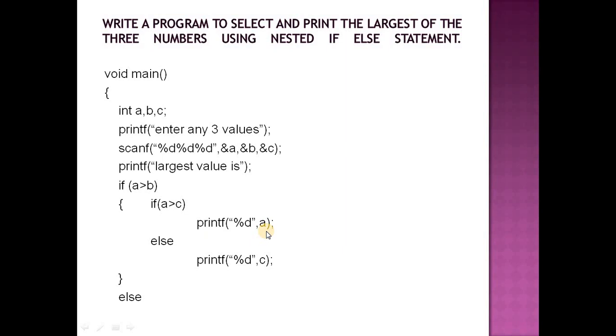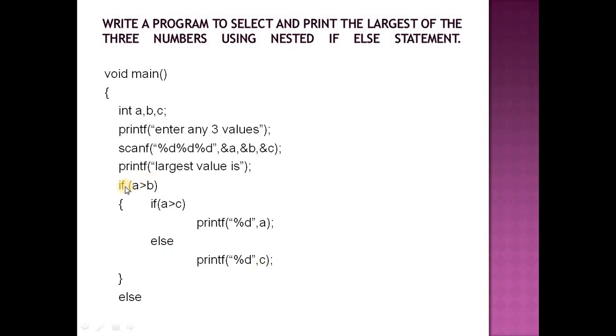This is the first part. Second, if A is greater than B is true, we'll check if A is greater than C. If that is false, which means A is not the largest, we'll go to the else part and print C is largest.